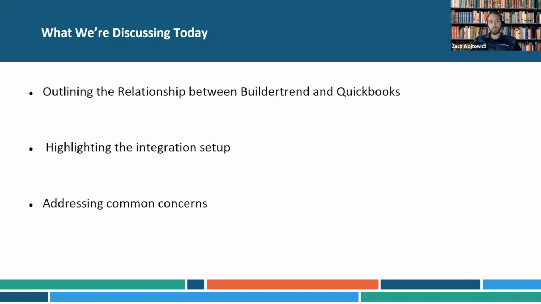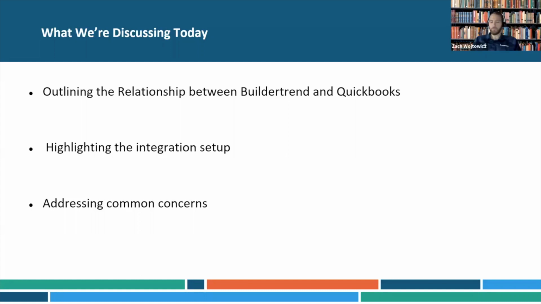I was going to go over the agenda. Outline the relationship between Buildertrend and QuickBooks, highlighting the actual integration setup itself, and then going over common concerns. We'll go over values. We'll go over what some of the roadblocks might be that we hear that are common. But Zach, if you want to tee it off, just outlining the relationship between QuickBooks and Buildertrend so that our user base actually knows what information is going over to each.